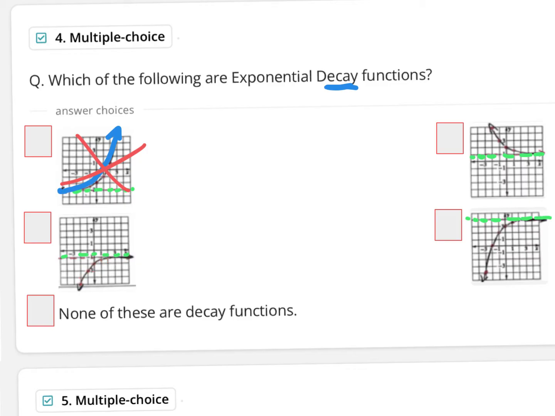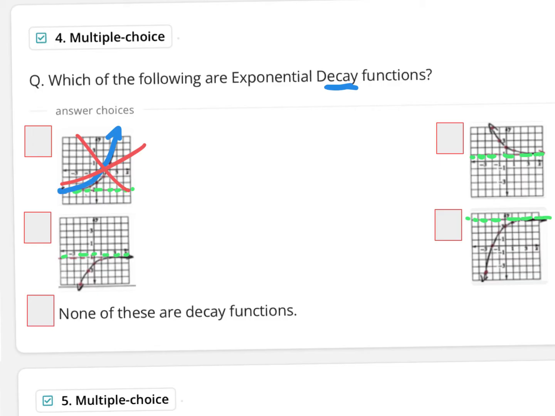What do I mean by decays towards the asymptote? Well, there's a pretty big gap right here. And as you go from left to right, the gap decays, it gets smaller and smaller and smaller until it looks like it's touching, but we know it doesn't actually touch. It just infinitely approaches. So this is what we call a decay function.